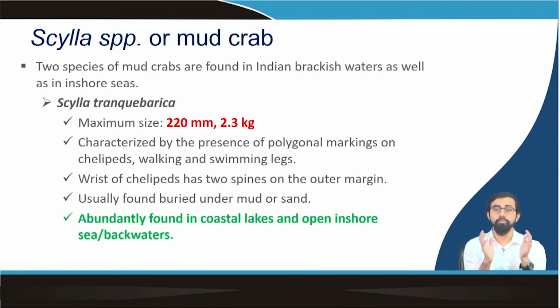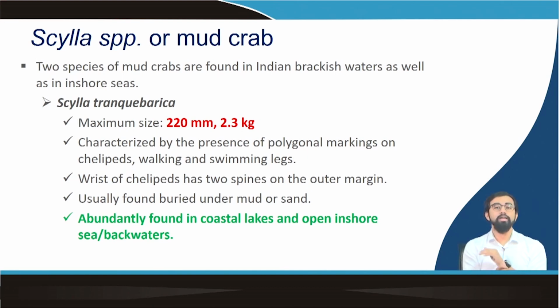Okay, and it has a nominal size of around 220 millimeter, and it can be characterized by different polygonal markings on its carapace, walking and swimming legs. Okay. The wrist of this carapace has two spines on its outer margin. That is also a distinguishable feature for this kind of Scylla species, Scylla tranquebarica. We normally find them buried under the mud or the soil.